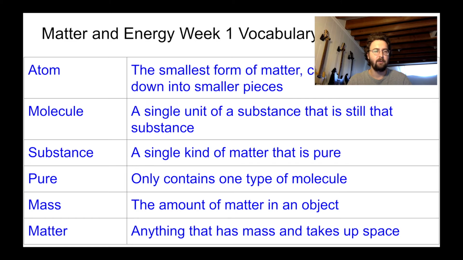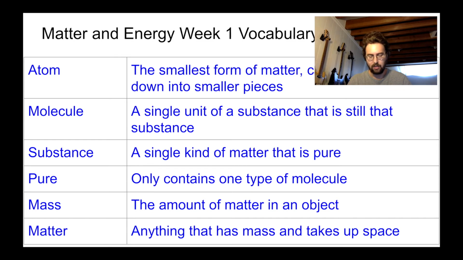Now, I've talked about matter a couple of times, and matter is just anything that's made out of atoms, okay? Pretty much everything that you can see, you can touch, you can taste, that is matter. All objects are made out of matter. All things are made out of matter. And mass is just the way that we measure matter. Mass is just how much matter is in something, okay?